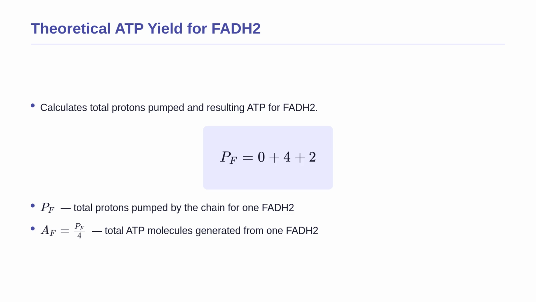Because electrons from FADH2 enter at complex 2, which does not pump any protons, the first term in our sum is 0. The electrons then proceed to complex 3 and complex 4, which pump 4 and 2 protons respectively. Just like before, AF represents the total number of ATP molecules generated, found by dividing the total protons by the cost of 1 ATP. Because it skips the first pump, FADH2 inherently carries less usable energy.